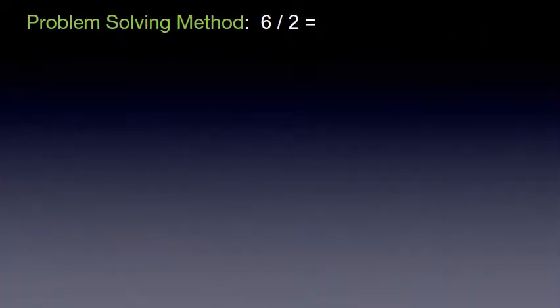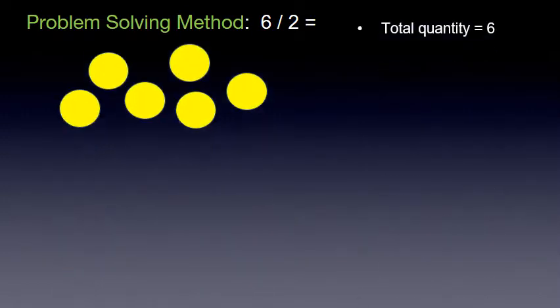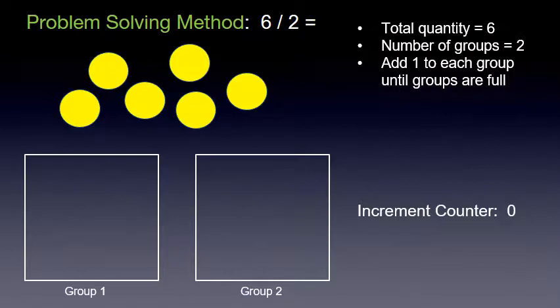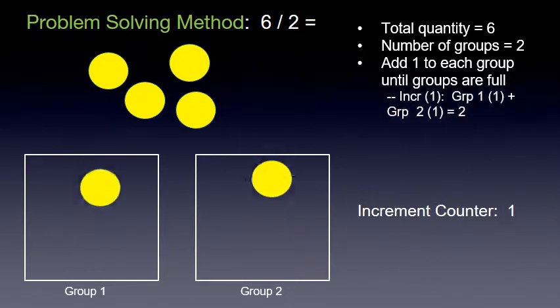Problem solving method: 6 divided by 2 equals. Total quantity equals 6. Number of groups equals 2. Add 1 to each group until the groups are full.